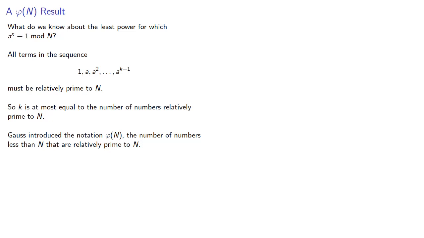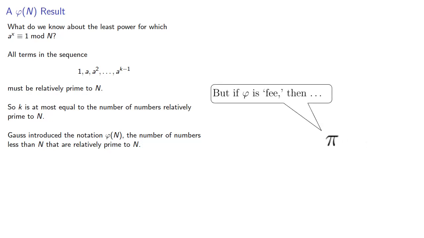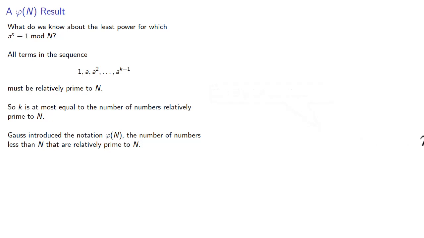Now, the symbol has two different pronunciations. It's a Greek letter, and if you're Greek, you would pronounce this phi. So this would be phi of n. However, most people pronounce this phi, and so they talk about phi of n. They're the same thing, just with different accents.